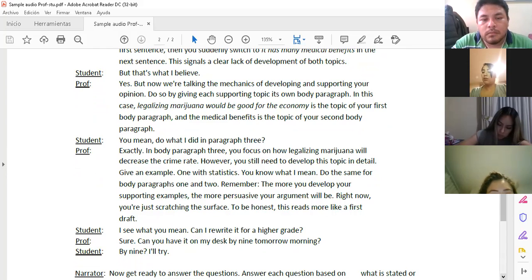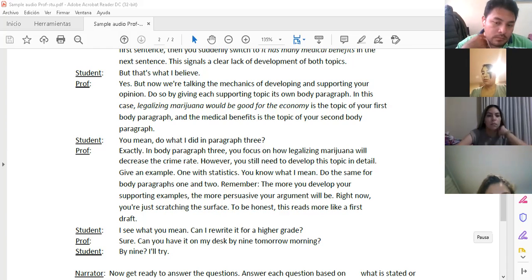You mean do what I did in paragraph 3? Exactly. In body paragraph 3, you focus on how legalizing marijuana will decrease the crime rate. However, you still need to develop this topic in detail. Give an example, one with statistics. You know what I mean. Do the same for body paragraphs 1 and 2. Remember, the more you develop your supporting examples, the more persuasive your argument will be. Right now, you're just scratching the surface. To be honest, this reads more like a first draft. I see what you mean. Can I rewrite it for a higher grade? Sure. Can you have it on my desk by 9 tomorrow morning? By 9? I'll try.